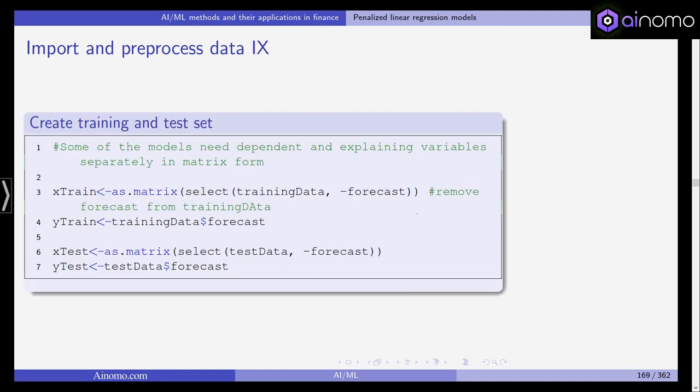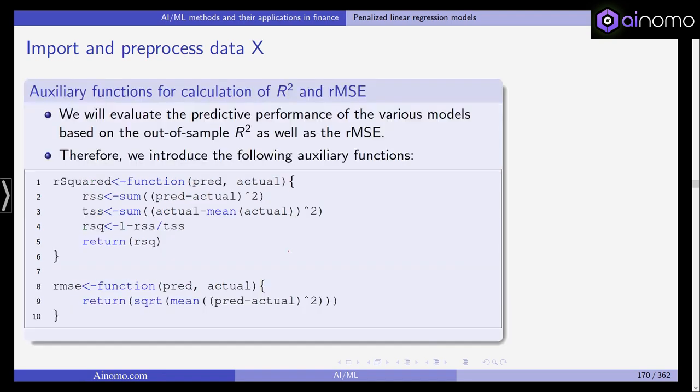And then, because some of the models need dependent and explanatory variables, the response variables and the predictors in separate matrices, we do exactly this. We take training data, we take test data, and we split it into X-train and Y-train and X-test and Y-test here in lines 3, 4, 6, and 7. And we define 4 different distinct matrices that we can use as input objects for our models later on.